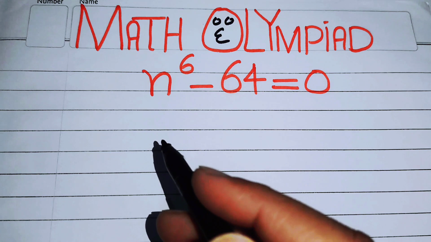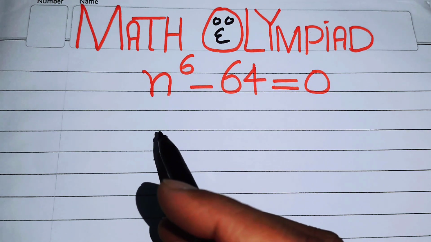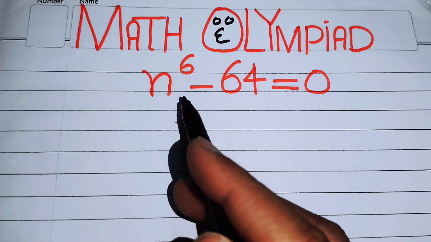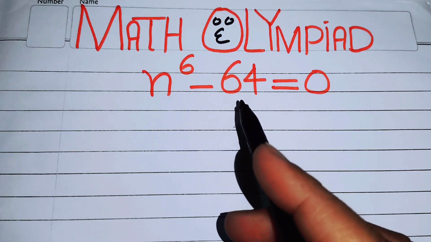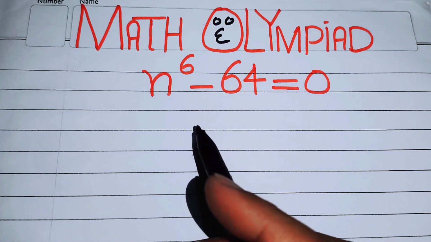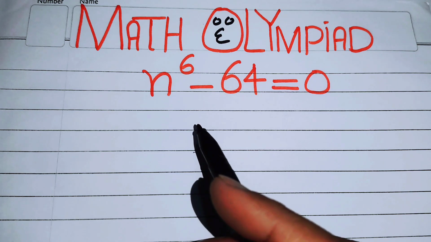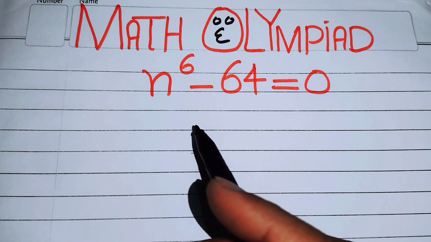In this video we are going to solve this nice algebra problem, and here we have n to the power of 6 minus 64 equals 0. So here we find all the 6 roots of this equation.